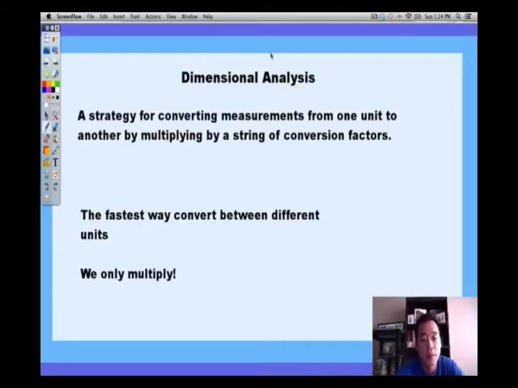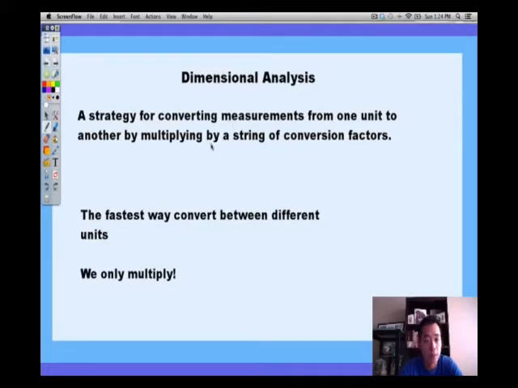Alright guys, so today we're going to begin the next unit of our proportional reasoning called dimensional analysis. Dimensional analysis, simply put, is the fastest way to convert between different units of measurements. Here's the definition right here. It's called the strategy for converting measurements from one unit to another by multiplying by a string of conversion factors.